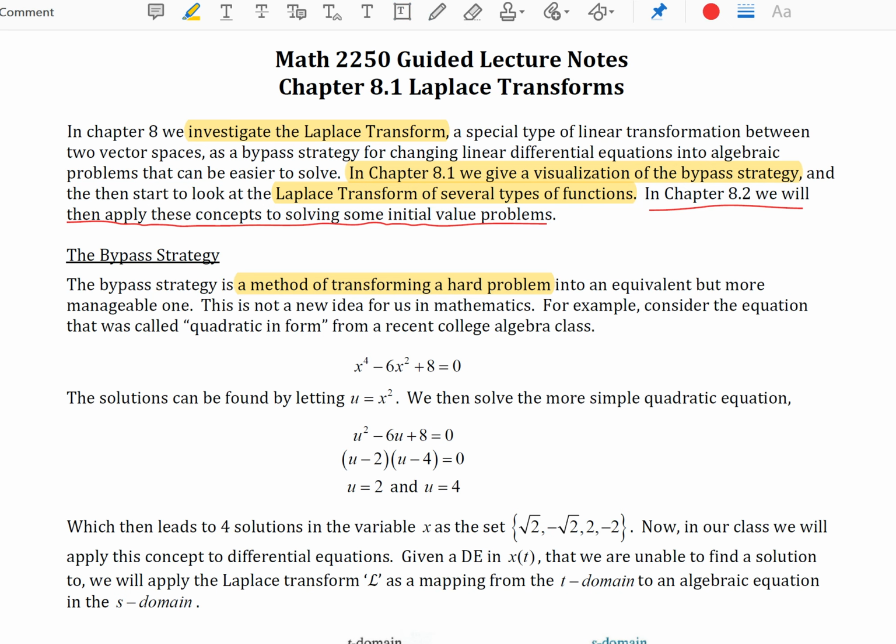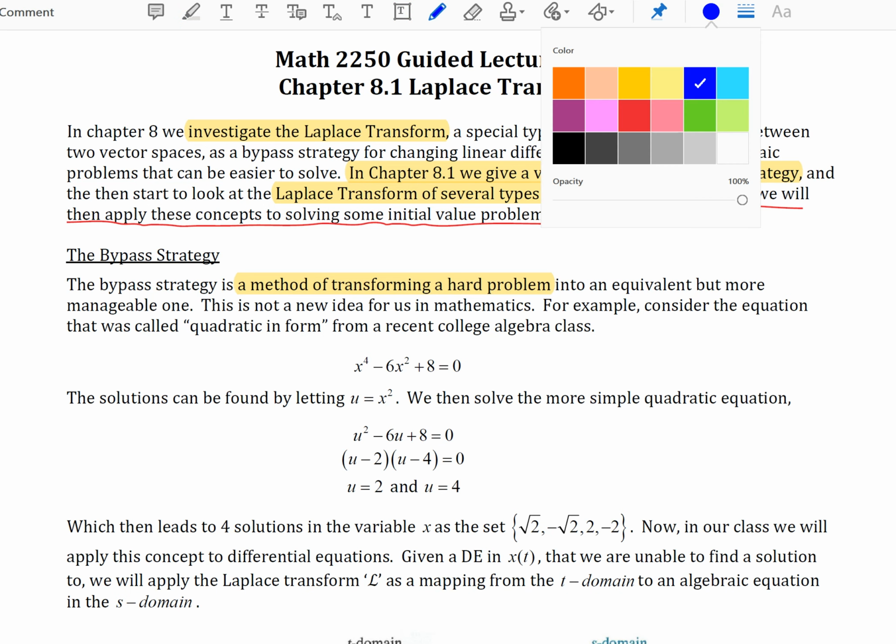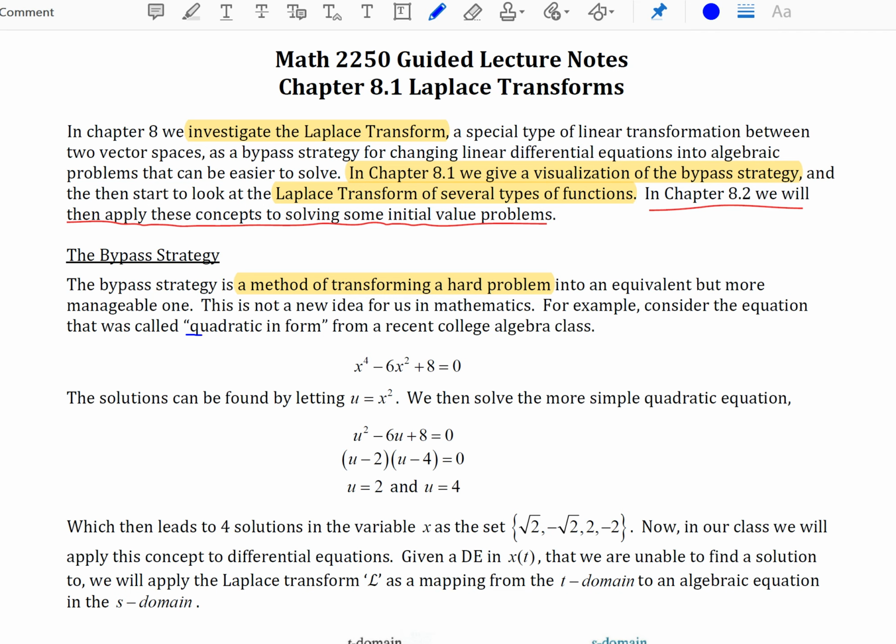This is not a new idea for us in mathematics. For example, consider the equation called quadratic in form from a recent college algebra class. It's not a quadratic because it's technically a fourth degree polynomial, but it still has three terms like a quadratic. You may recall to rewrite this, you can introduce the substitution u is equal to x squared. Of course, if u is equal to x squared, then we could also say u squared would really be x squared squared, which would be x to the fourth.